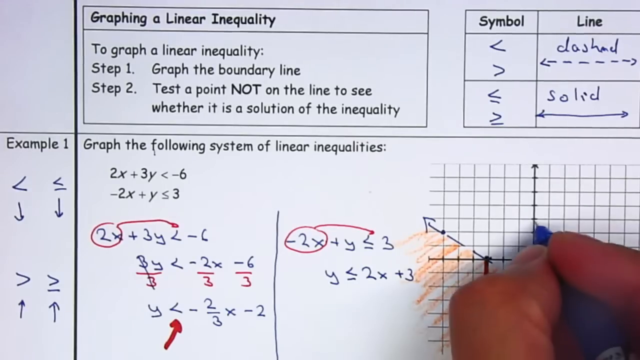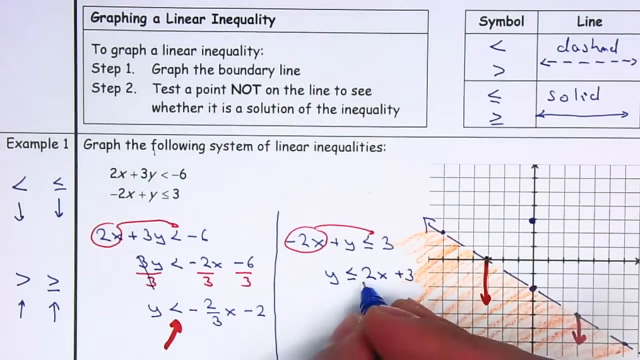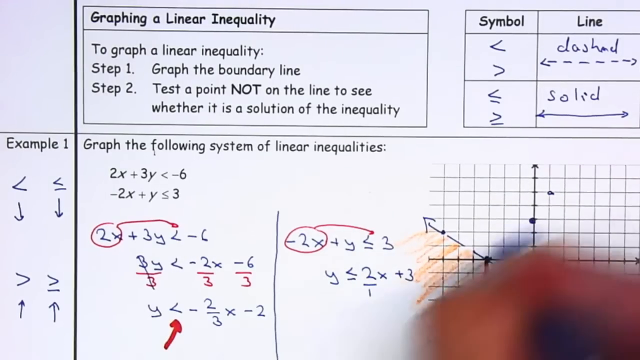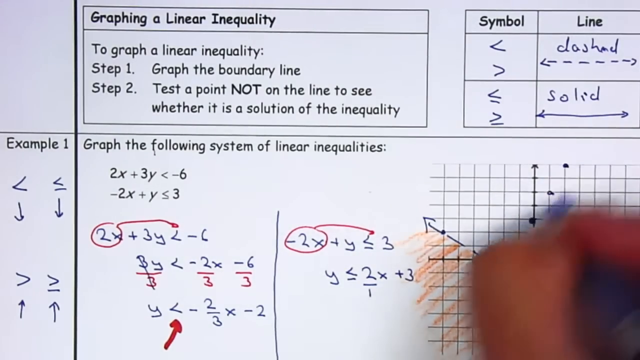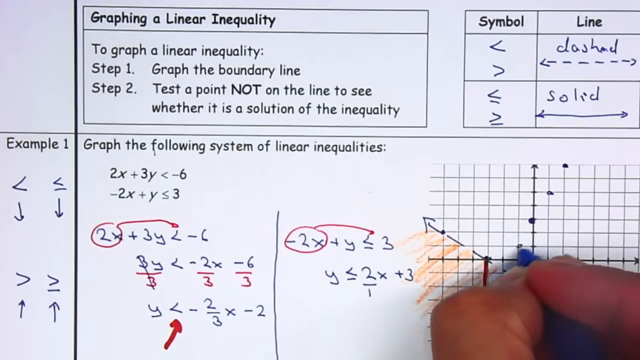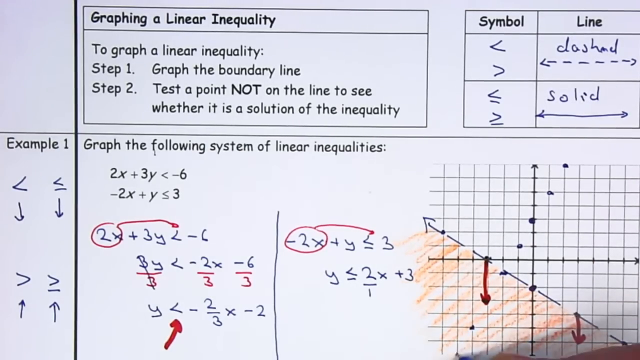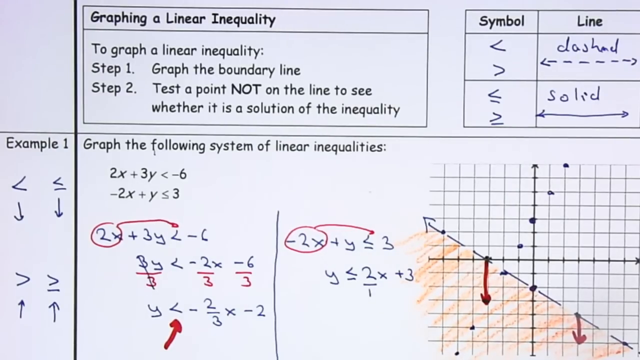My y-intercept is 3. My slope is 2 over 1. So I'm going to go up 2 and over 1, up 2 to over 1, or the opposite, down and to the left, down and to the left. Remember, if it's less than or equal to, it's going to be a solid line.